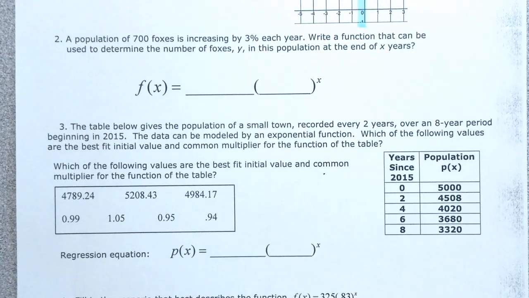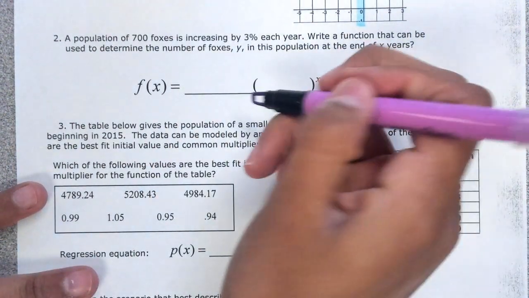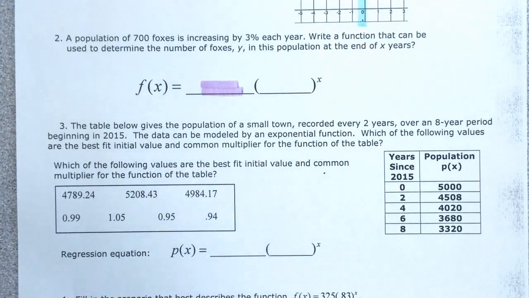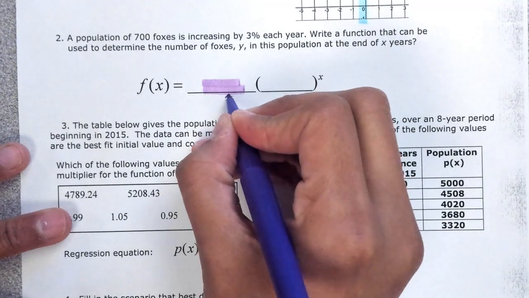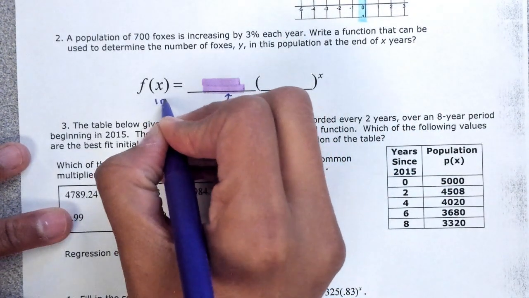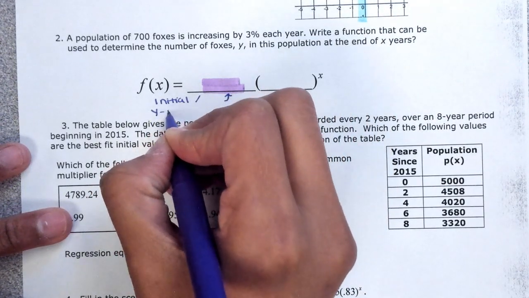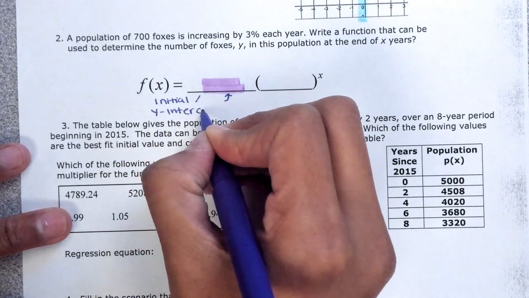Number 2, it says a population of 700 foxes is increasing by 3% each year. Write a function that can be used to determine the number of foxes, y, in this population at the end of x years. So I'm going to highlight my important parts here. So I know that this first blank is going to be the initial amount. So I'm going to write that down here. Okay, because we have to know that this is going to be the initial amount. This is also my y-intercept. So make sure that you know what number that is.